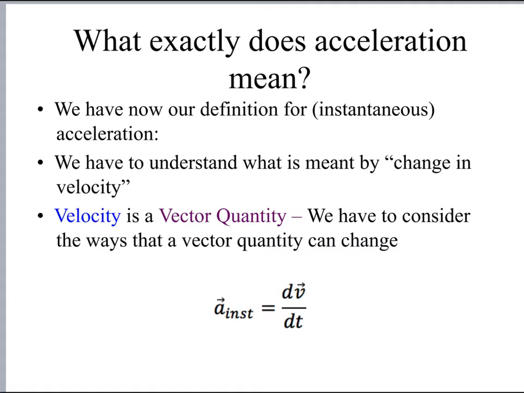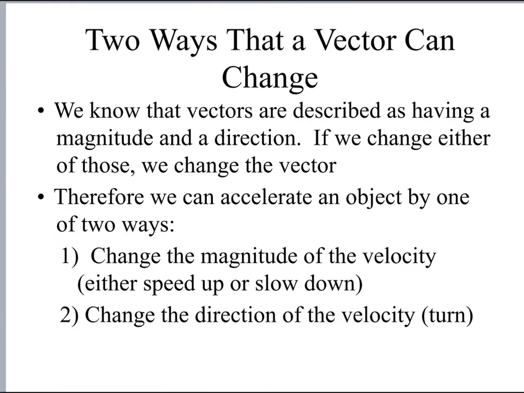And so that means that it's got both a magnitude and a direction. And so we can change either of those two things, and that's going to represent an acceleration. But let's see how that works in practice. So if we have both a magnitude and a direction, and we change either of those things, we're changing the vector. We're creating an acceleration in the case of a changing velocity vector.